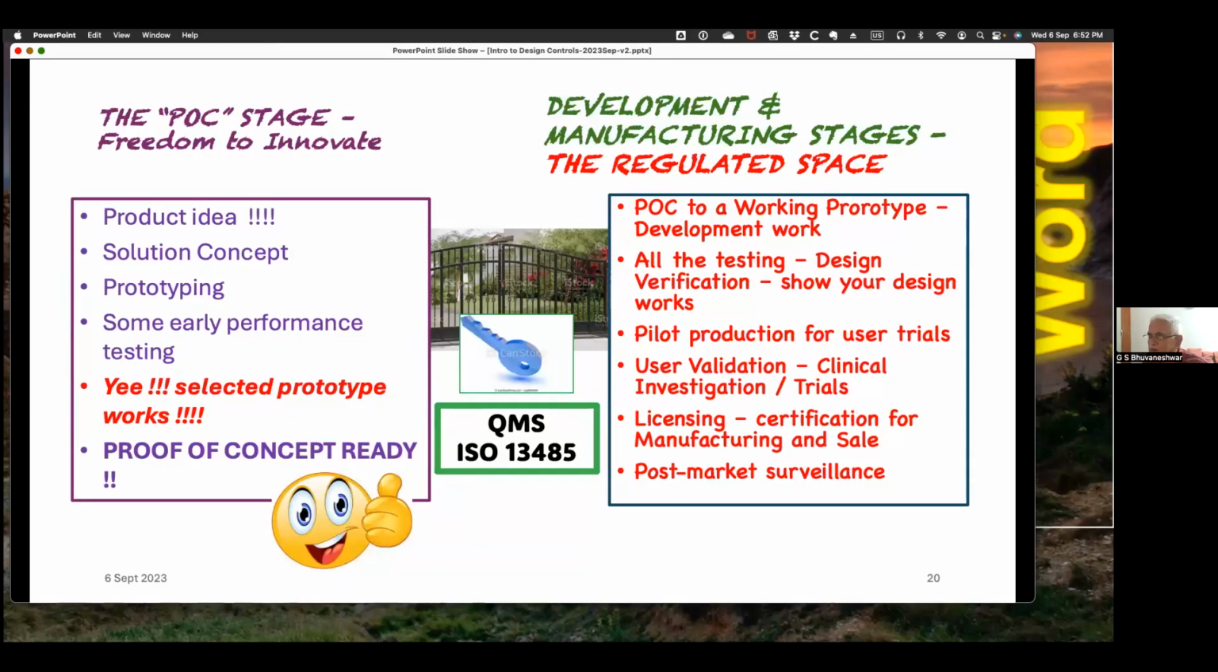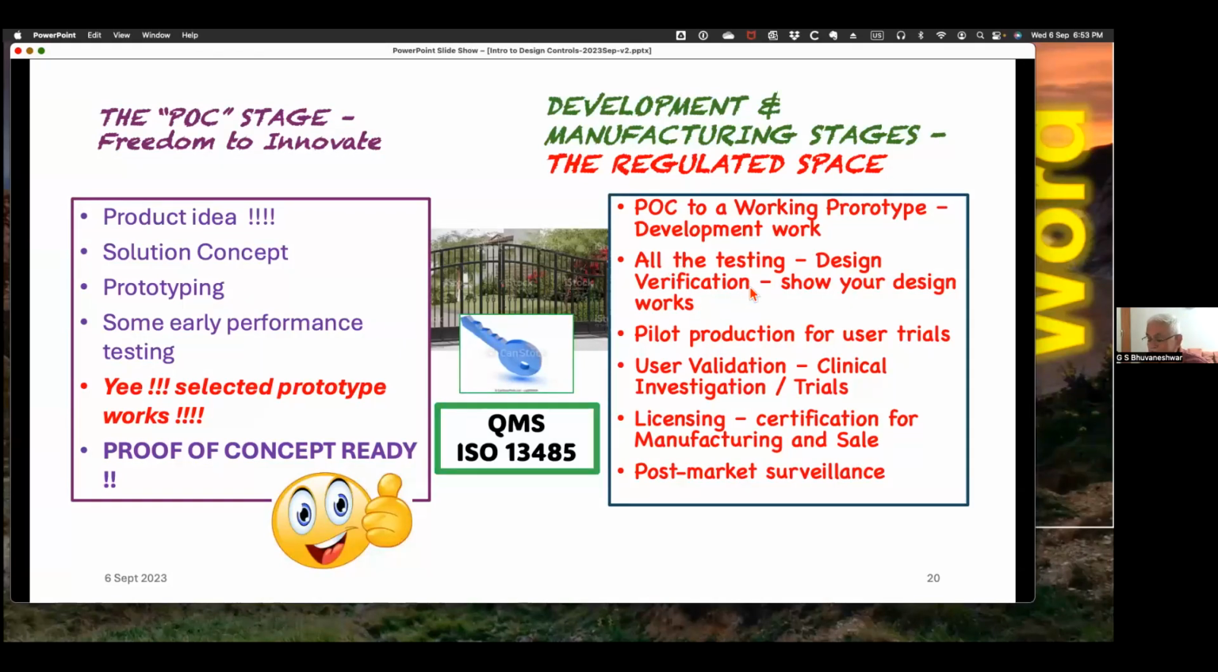Another way of looking at this is the proof of concept stage, the innovation stage. You have a product idea, you develop a solution concept, you do a lot of prototyping and some early performance testing, and then say, yay, my selected prototype works, and you say proof of concept is ready. But what happens, many of us think that, yes, that is the end of the development. Unfortunately, that's, I would say, the beginning of the development phase. It's the end of the interesting phase of innovation.